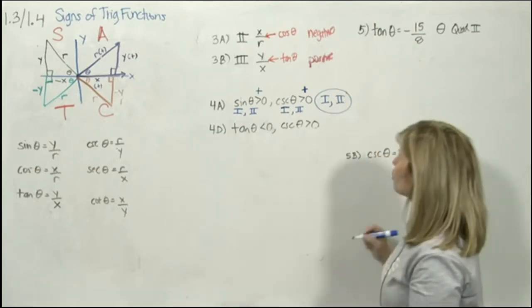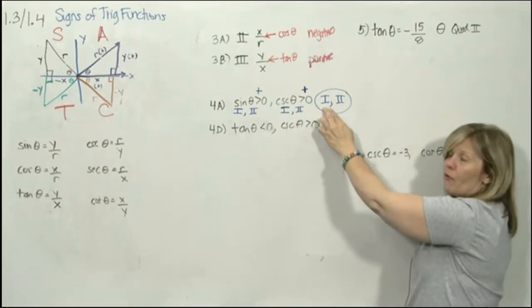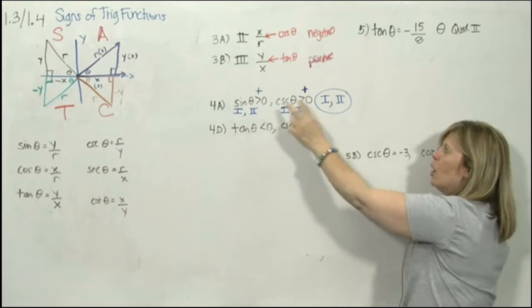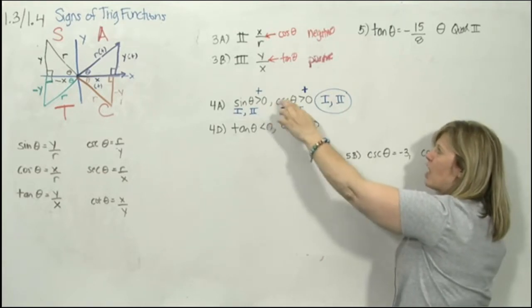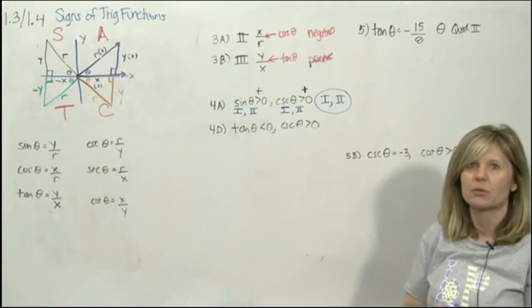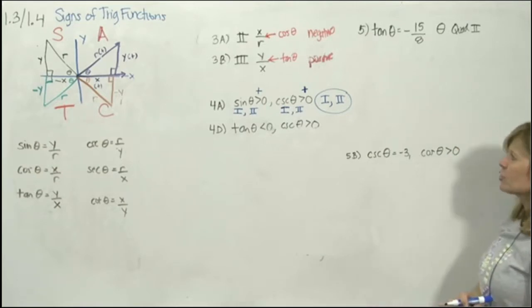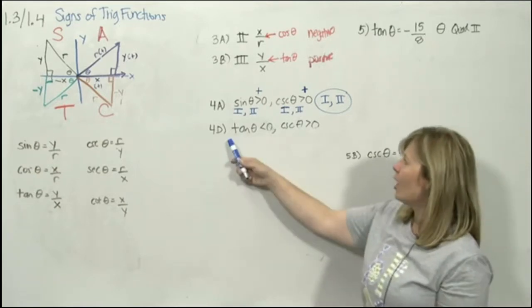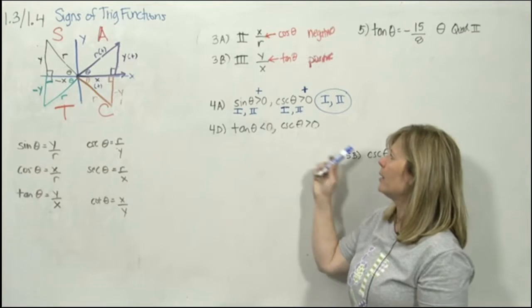If I drew a right triangle in quadrant 1, or if I drew a right triangle in quadrant 2, both of these fraction values for sine and cosecant would be positive numbers. All right, let's try the next one. Tell me the quadrant we are in.